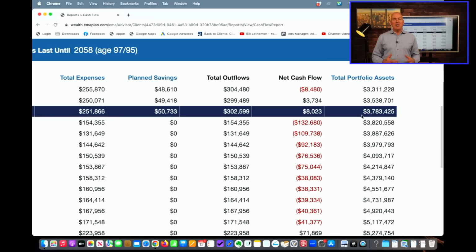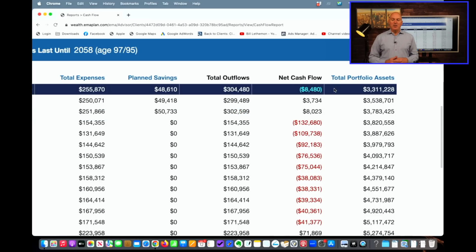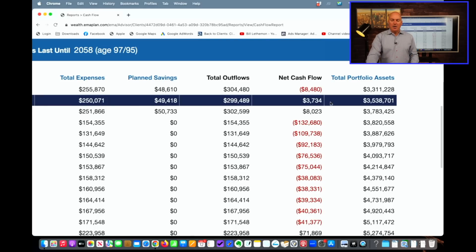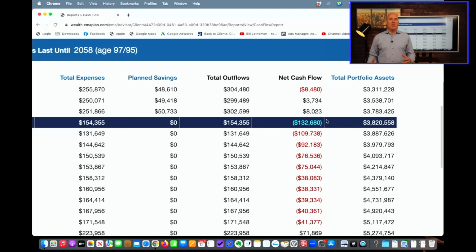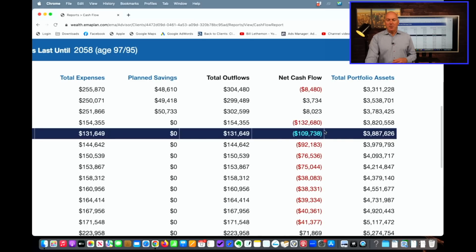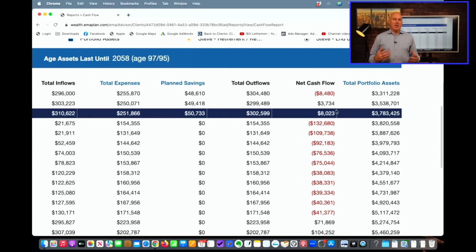We might have some extra expenses in there for something, but they're negative $8,480 for this year, a little bit positive next year, $3,734, and positive about $8,000 in 2025. So I would basically call that cash flow neutral, even though there's some positives and negatives. They're not huge amounts. We do see that changing quite a bit as they go into retirement. They no longer have some of those regular paychecks and streams of income, so they do have some larger cash flows in the first couple of years, but I would call that more or less cash flow neutral.